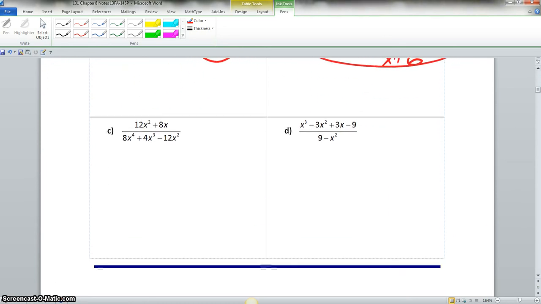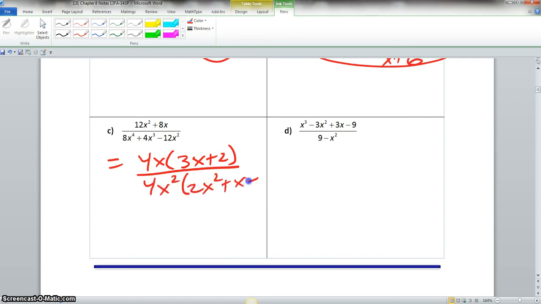Now we scroll down here to c and d. Now c, we need to factor the numerator and the denominator. In the numerator, we can factor out a 4x, and that will leave us 3x plus 2. In our denominator, we can factor out a 4x squared, and that will leave us 2x squared plus x minus 3.